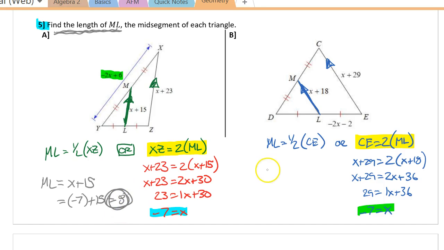In 5a, ML is equal to 8. In 5b, ML is equal to X plus 18. This problem I found X is equal to negative 7 as well. So ML in this case is equal to 11.